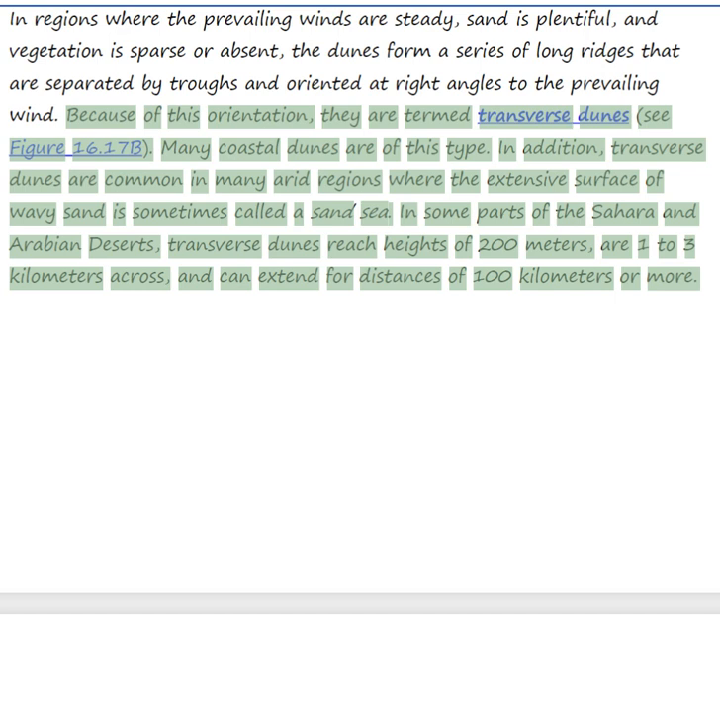In addition, transverse dunes are common in many arid regions where the extensive surface of wavy sand is sometimes called a sand sea. In some parts of the Sahara and Arabian deserts, transverse dunes reach heights of 200 meters, are 1 to 3 kilometers across, and can extend for distances of 100 kilometers or more.